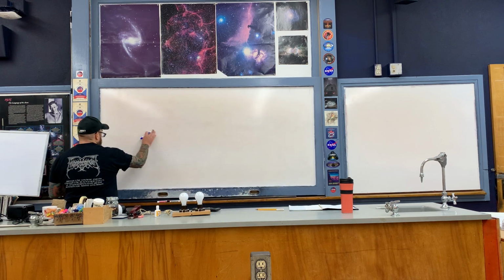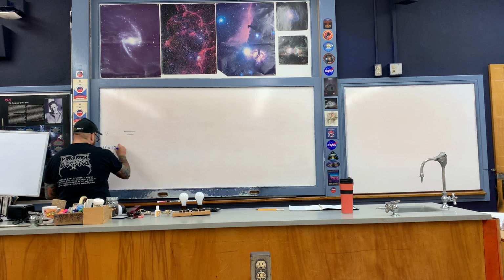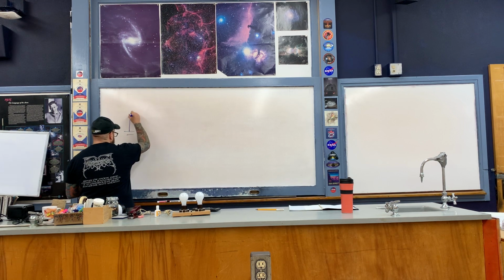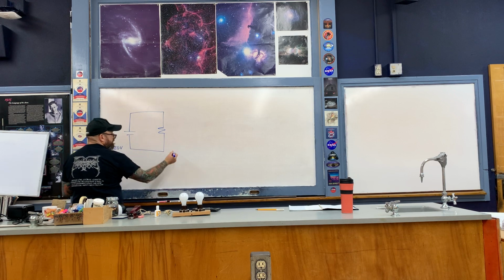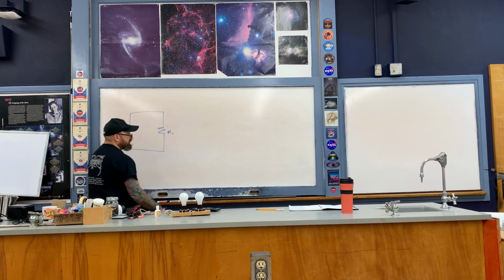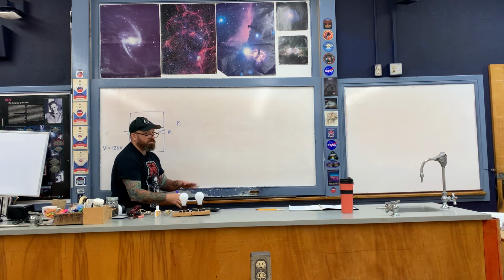All right, so right here is going to be our battery, if you will, with the voltage V equal to 120 volts. Okay, and then right now I'm only going to hook up a single item first, which has a resistance R1 associated with it and a power that is delivered to it, P1. This is the 100 watt light bulb.